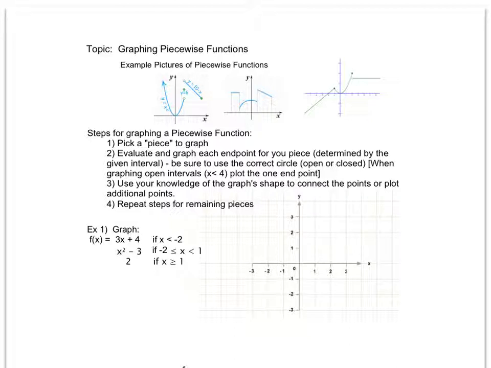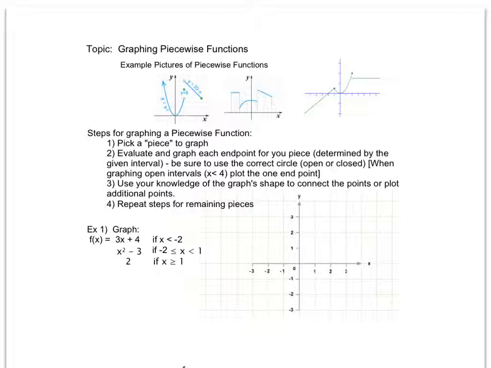And when we have an interval that doesn't have two sides to it, like x less than something or x greater than something, then we just do the one endpoint. We'll use our knowledge of the graph shape, or we can plot a bunch of different points, and we'll do that for each piece. So let's look at example 1.